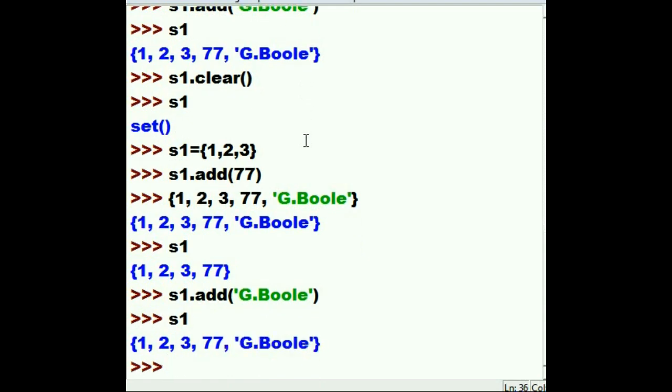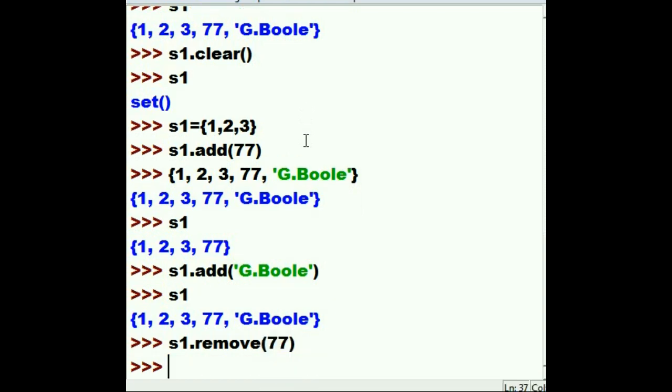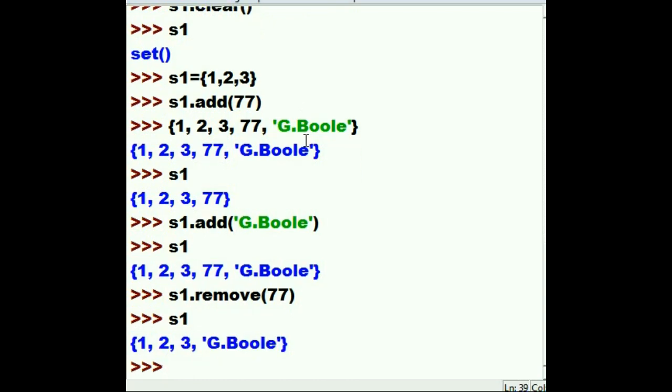Now, you know what? I just realized I've got to get rid of that 77. I've got to remove him specifically. So I'm going to key in S1 dot remove. It says, which one do you want me to remove? The one called 77. That's the one I want out of there. And kapow, he's gone now. Oh, that was great.